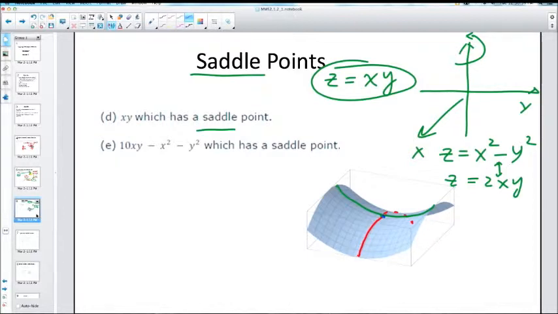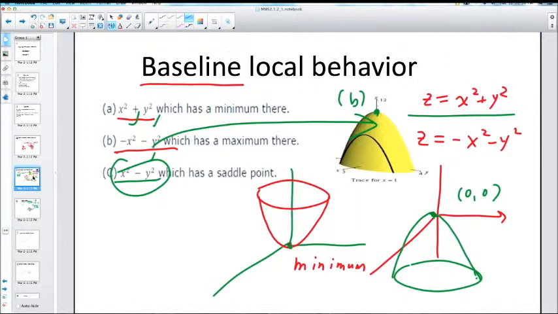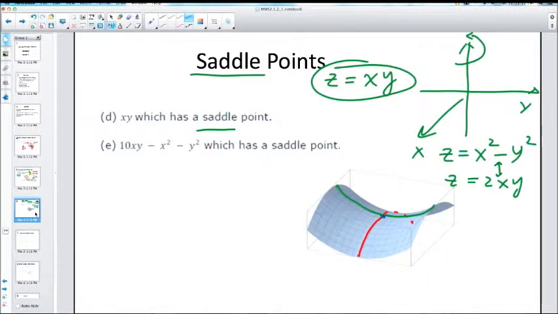So the three examples I gave to you here, I call it three baseline. x squared plus y squared behaves like a minimum. Negative x squared minus y squared is maximum, and x squared minus y squared is equivalent to x times y if you do a rotation, and it's a saddle point. So what do they have in common?